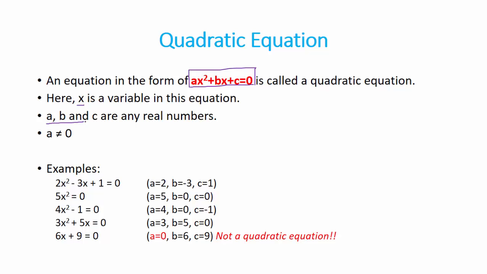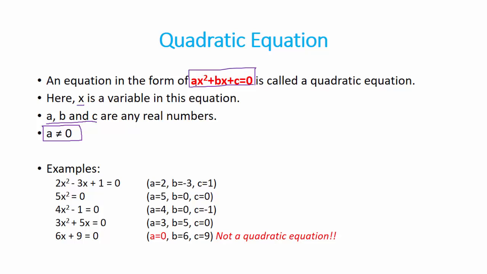Here a, b, c are any real numbers. They can be any real numbers like -5, 6, 3, 1, any real numbers. And the most important thing to note here is that a cannot be equal to 0 in a quadratic equation. A is the coefficient of x square and it should not be equal to 0 in a quadratic equation.